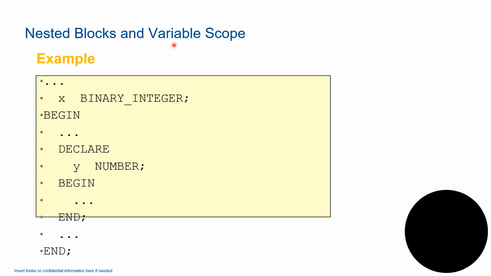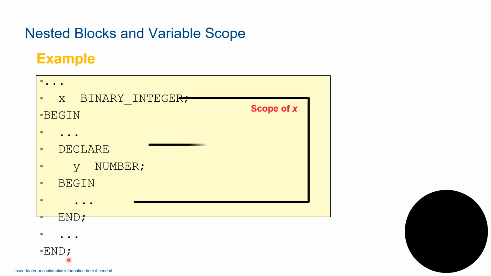These are nested blocks and variable scope. You can see we have multiple blocks: BEGIN, then a DECLARE section, then BEGIN and END, then END. If we are writing something here, first this block will work, then this block will work. These are nested variables. It can have values x and y, and we can use the x value in the inner block, but we cannot use the y value in the outer block. This is the scope of x, and this is the scope of y.